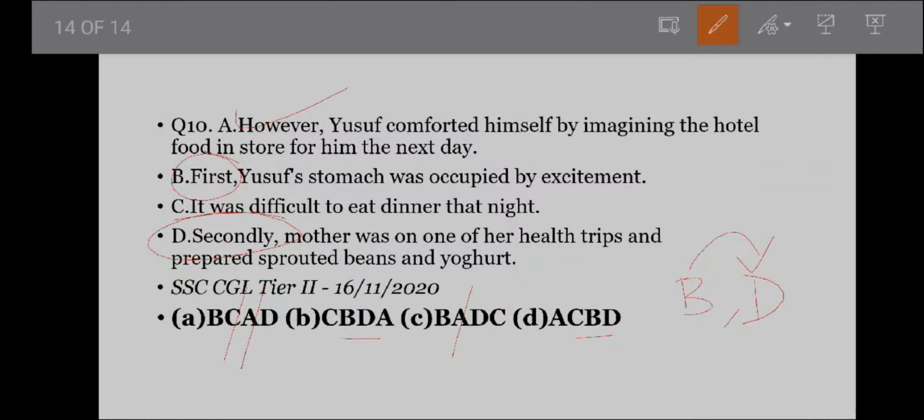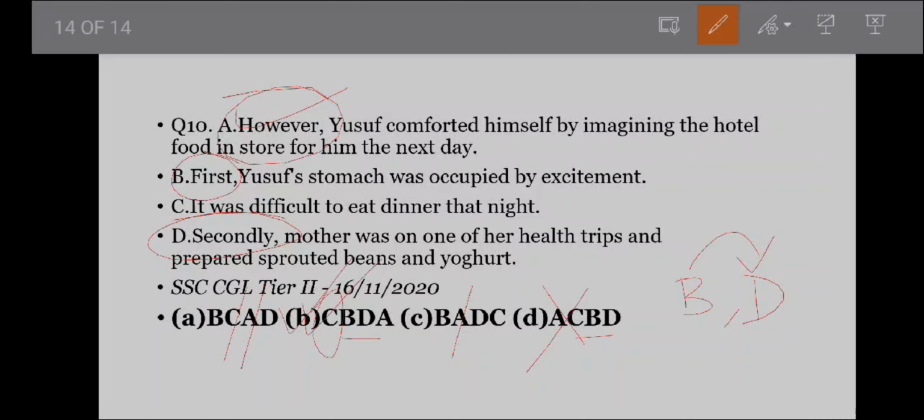So if we look at option B, then it starts with C. Okay, in option D, what we can see is that it starts with sentence A, but sentence A can't be the first one because it starts with "however". So it will obviously be option B. Why? Look at the sequence.